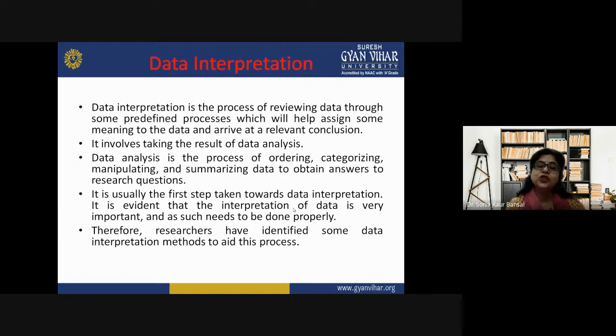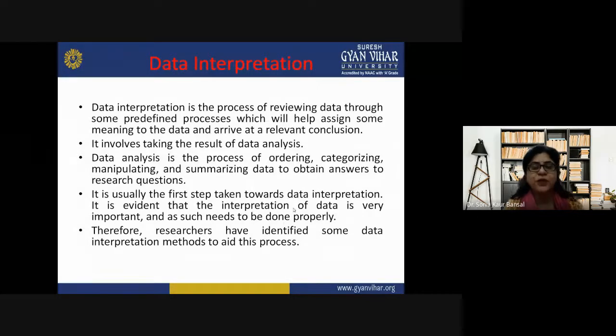So students, it is usually the first step taken towards data interpretation. It is evident that the interpretation of data is very important and as such needs to be done properly. Therefore, researchers have identified some data interpretation methods to aid this process. All right. To sum up this presentation, I would like to say with this slide that data interpretation is a process, students. Number one, remember this, it's a process. And in the process, we are going to follow steps 1, 2, 3, 4.